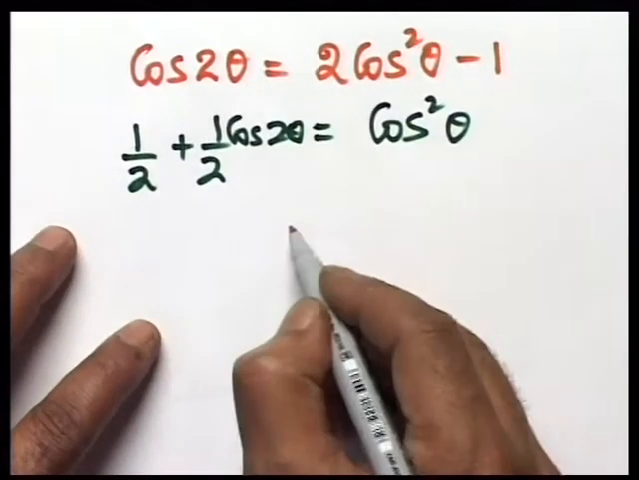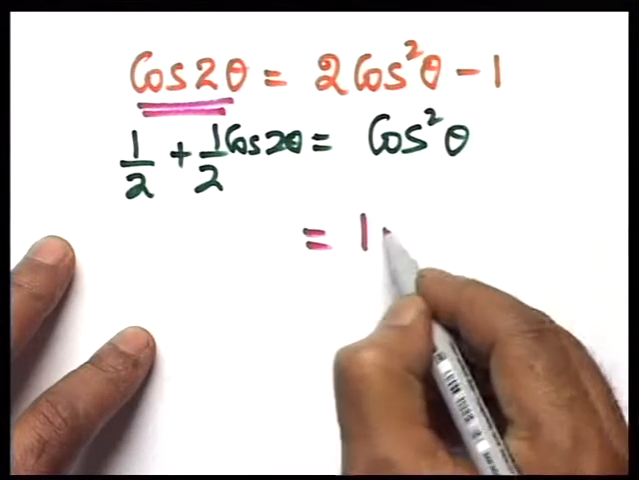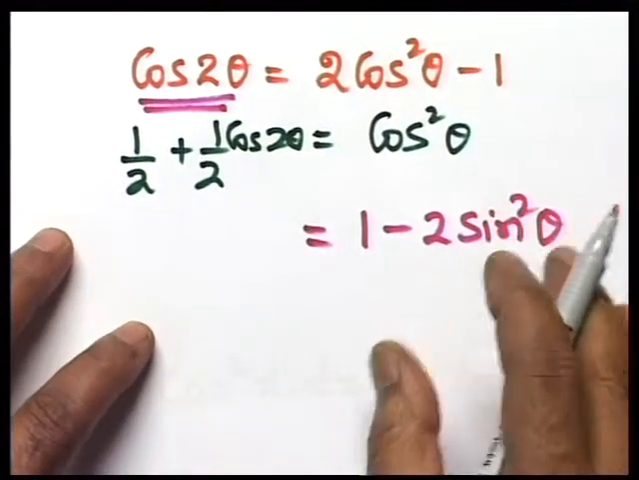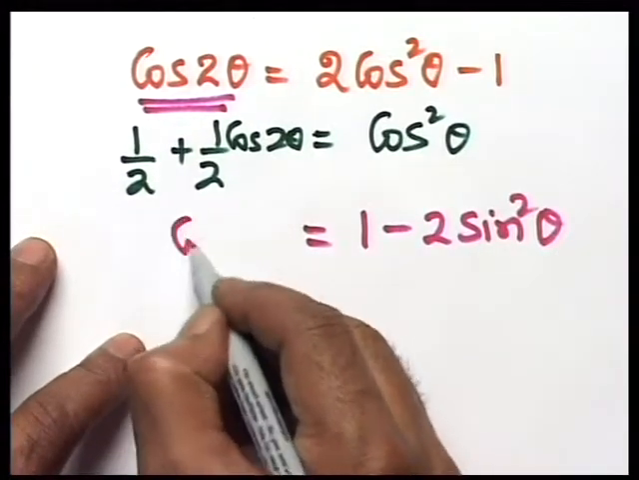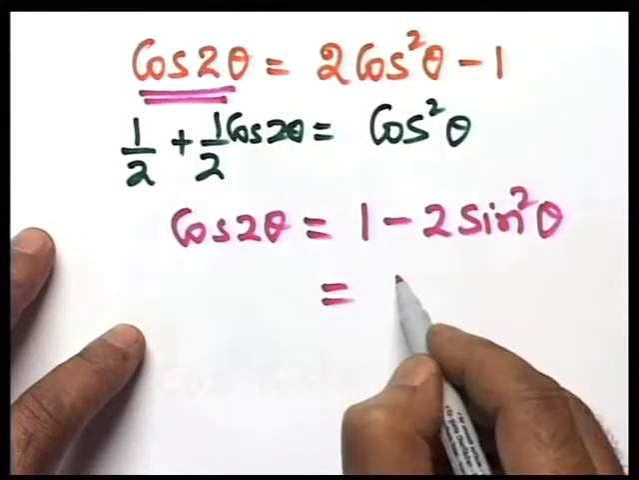Then there is a second rule for cos 2 theta, which is 1 minus 2 sine square theta. As I said, please write them at one place, right? This is also equals to cos 2 theta. Now make sine square theta subject.